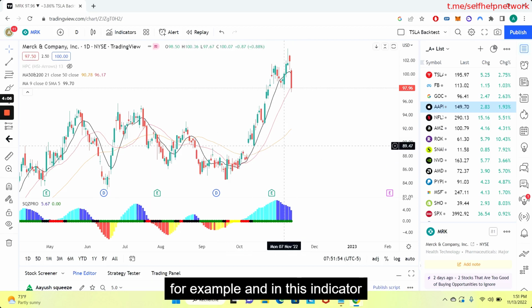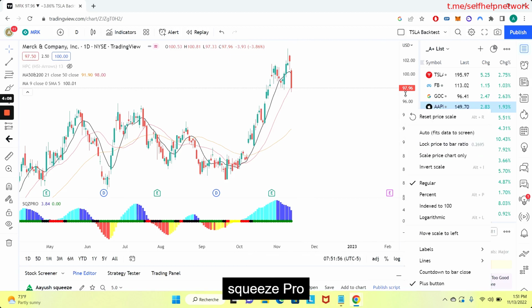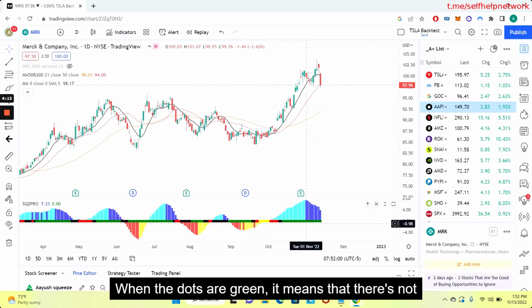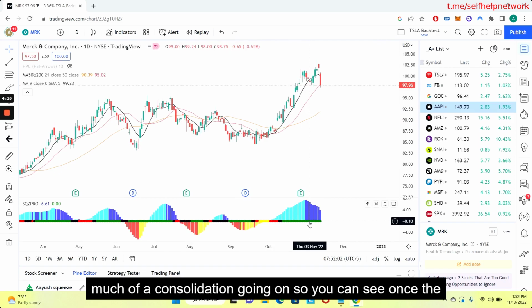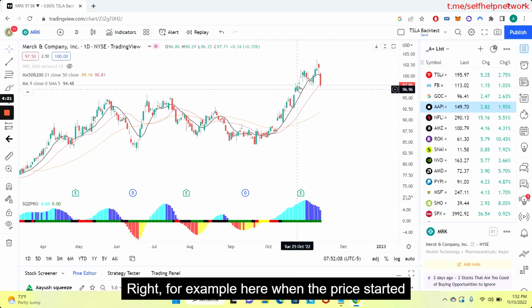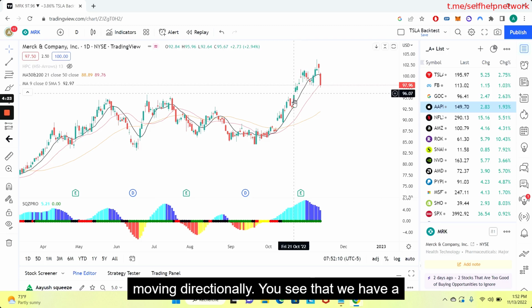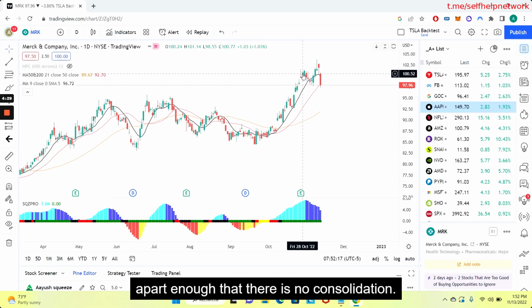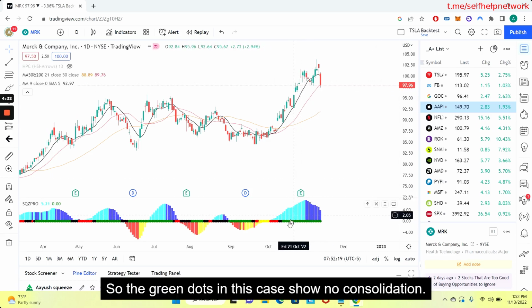For example, in this indicator, Sqzpro, when the dots are green, it means that there's not much of a consolidation going on. So you can see once the price was moving directionally, for example here, when the price started moving directionally, you see that we have a big range, but the closes are far apart enough that there is no consolidation. So the green dots in this case show no consolidation.